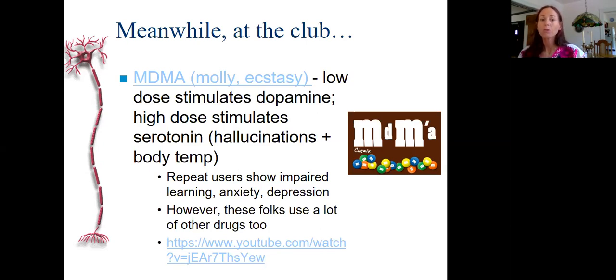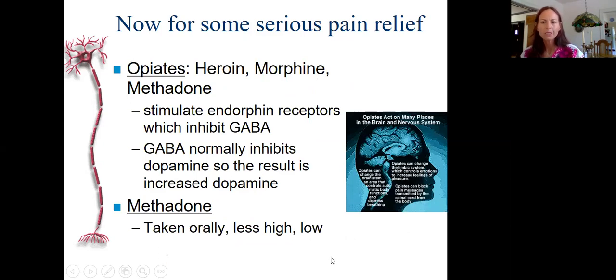Repeat users show some pretty big problems, and that made us think, well, maybe there's some brain damage involved in some people who are using it a lot. And there's some indication in monkeys that we do see some brain damage to serotonin neurons, some death of serotonin neurons, and that would make sense that people then have problems with depression afterwards because they don't have as much serotonin. But it's really hard to tell because the same people that do a lot of ecstasy also do a lot of other drugs too, typically, so we can't tell what has actually caused the brain damage a lot of times. But anyway, that's a scary drug for that reason.